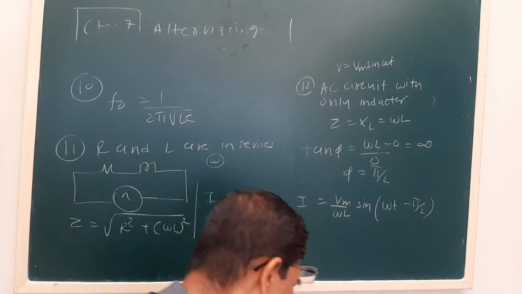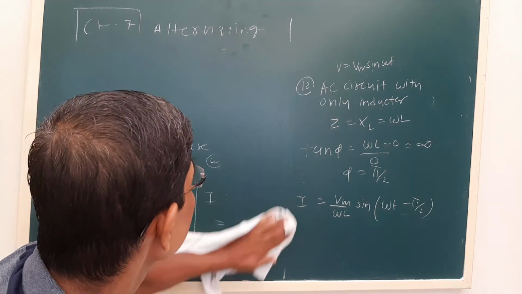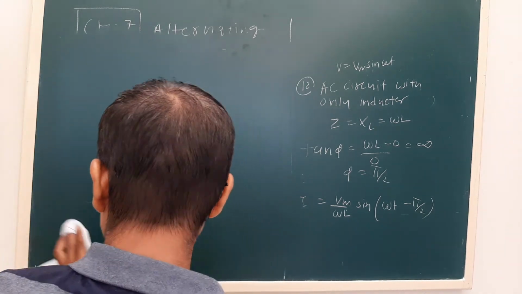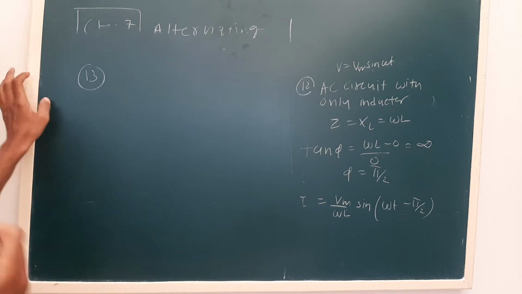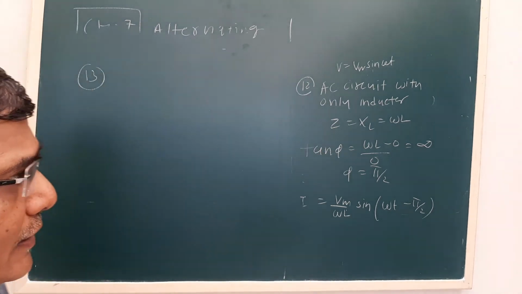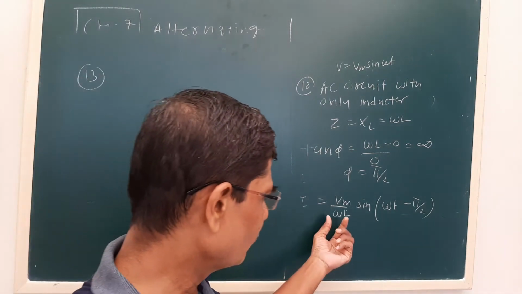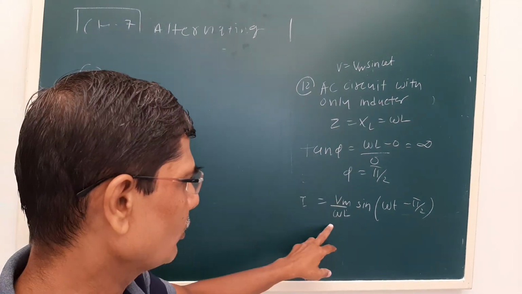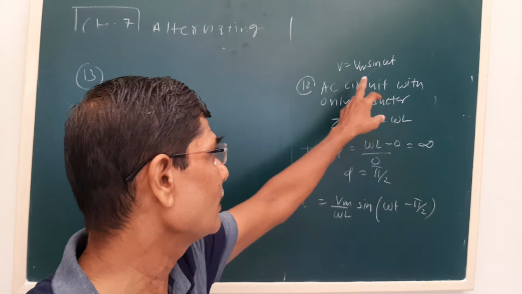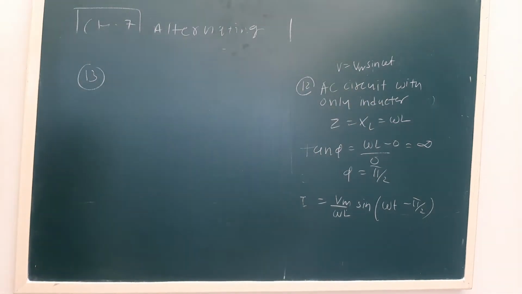Now next is MCQ number 13. See here, in MCQ number 12 only inductive reactance is there. So omega L is the impedance, current will be Im is equal to Vm upon omega L sin omega t minus pi by 2. See, that will be our answer.